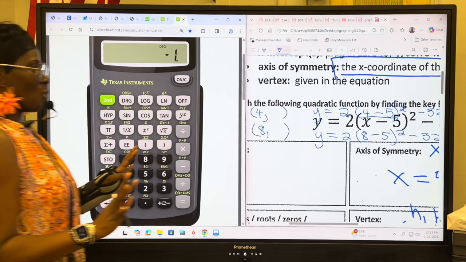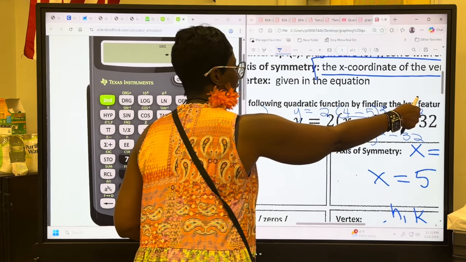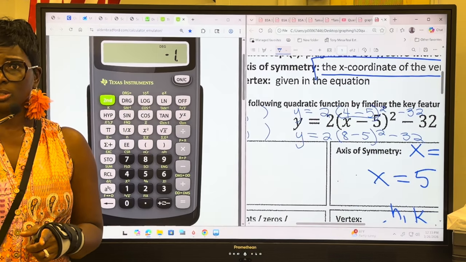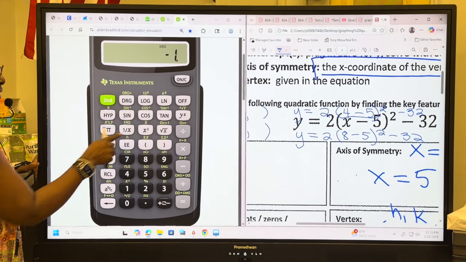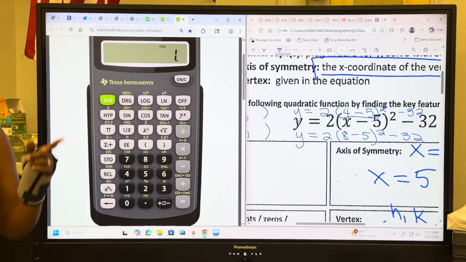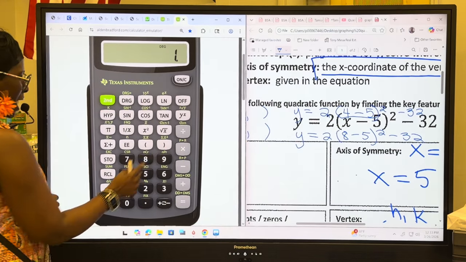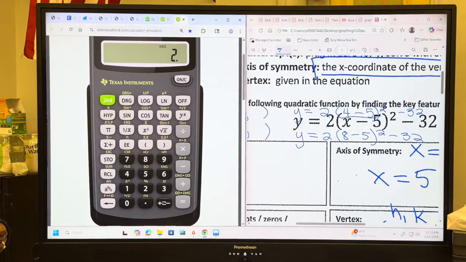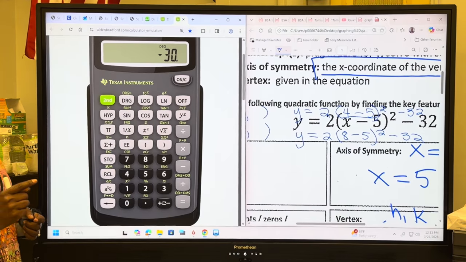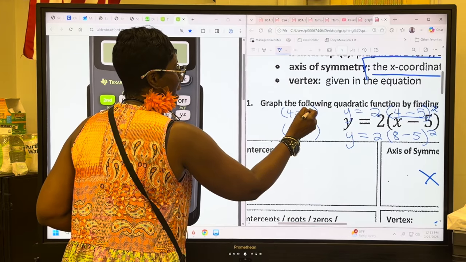Now, what do I do? This is -1. Now I got square, multiplication, and subtraction. Which one am I going to do first? Exponents. So how do you square that? X squared. What do we get? 1. -1 times -1 is +1. Then what am I going to do next? Times 2. Times 2 equals 2. And then I'm going to do what? Minus 32 equals. What do I get? -30. So 1 point on this parabola is (4, -30).